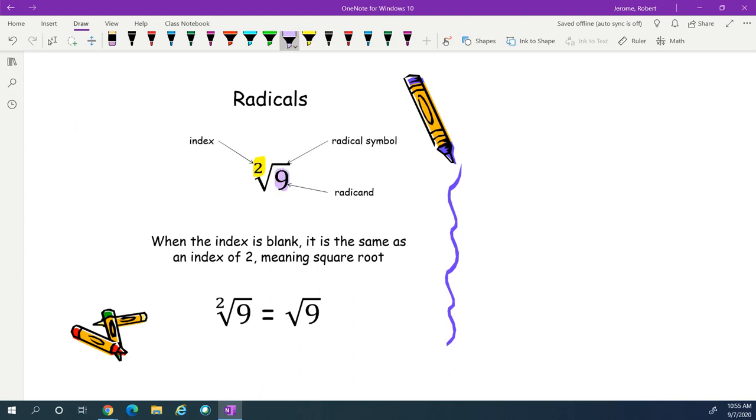Now, whenever that index is missing, and you can see that right in the bottom, it indicates that there's a 2 there for a square root. Okay, now we are going to be working with square roots, but some of the techniques that I'll show you will work whether you're looking for a third root, fifth root, whatever, like in Algebra 2. But whenever that index is not shown, it is automatically an invisible 2, working with square roots.